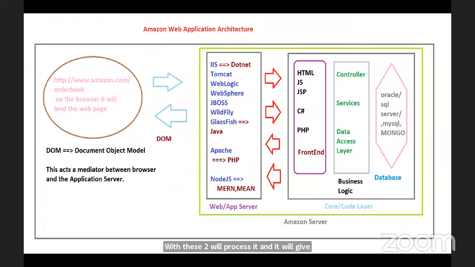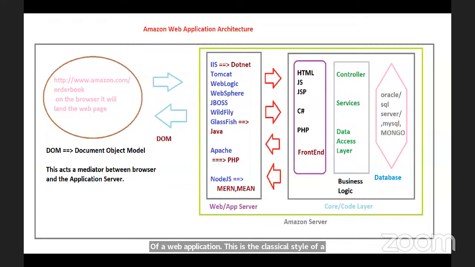Okay, so let me explain again. When I click on www.amazon.com/products, the request will go to the web server. Web server will talk to the core layer, which is HTML, controller, service, DAO, database. All will be involved, all will be called, and finally the web server will give a DOM tree, and the browser will parse the DOM tree. Okay, so this is the classical style of a web application.